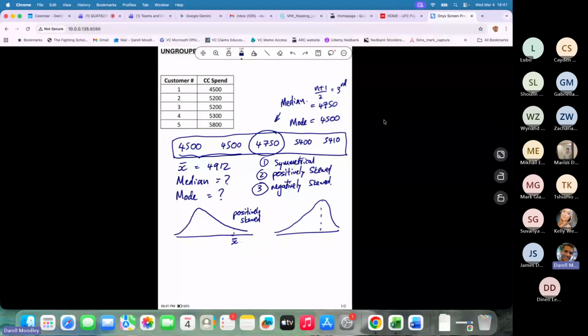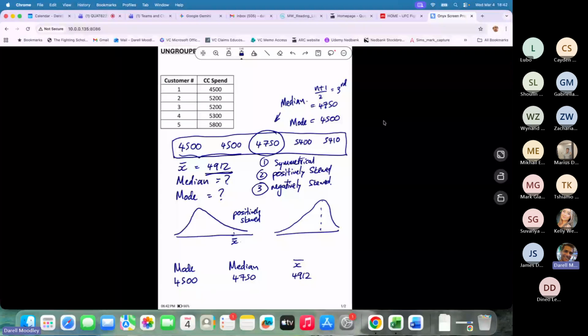So if we rank them, you can see the mode is 4,500, the median is 4750, and the mean is 4912. Let's rank it from lowest to highest. The lowest value is your mode. The next highest value is your median. Your mode was 4,500, your median is 4750, and your mean is 4912.